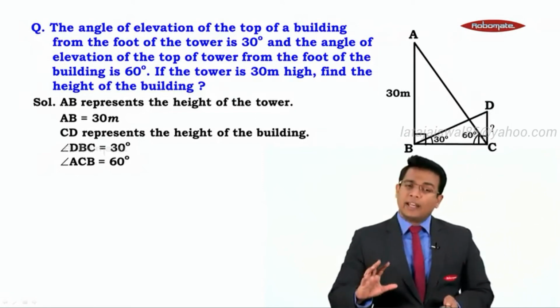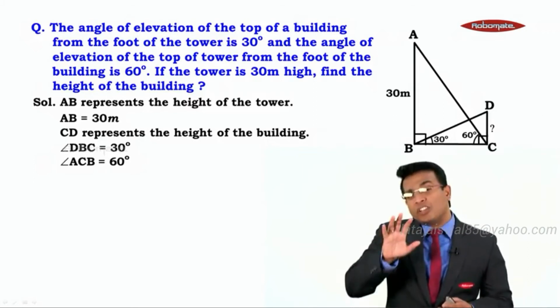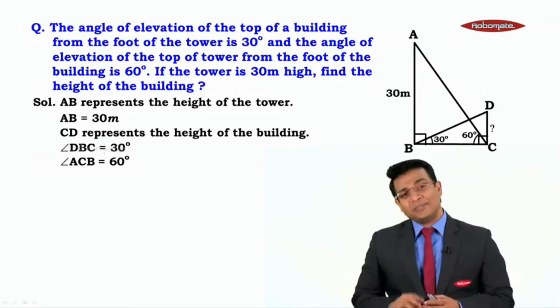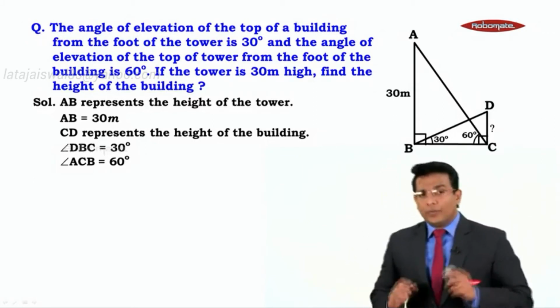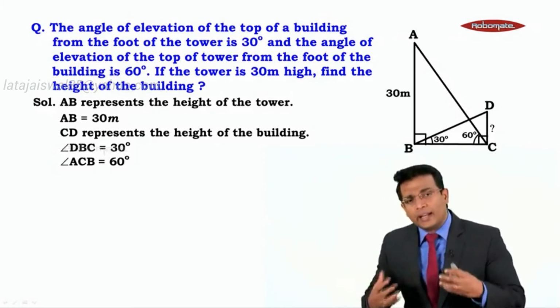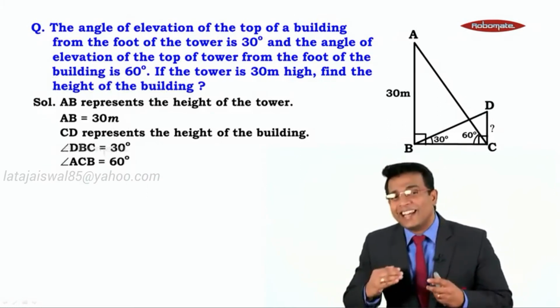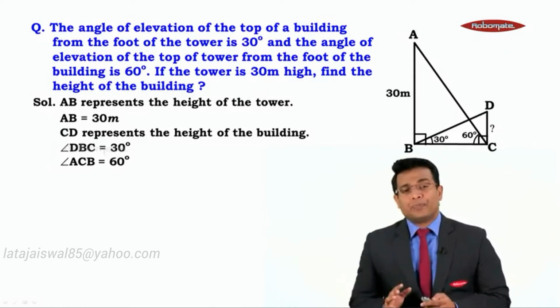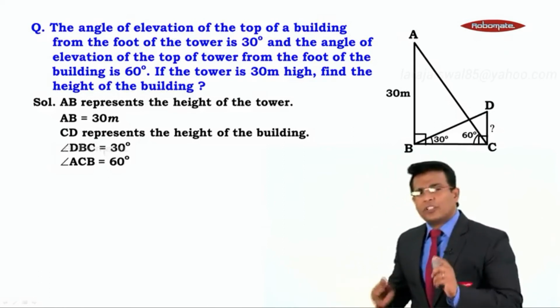Now students, understand, I have always said in this type of sum, search for the right angle triangle. We have here two right angle triangles. Whenever you have a sum based on two right angle triangles, always look for the common side. What's the common side there? BC. So that is the first thing which we somehow need to get.